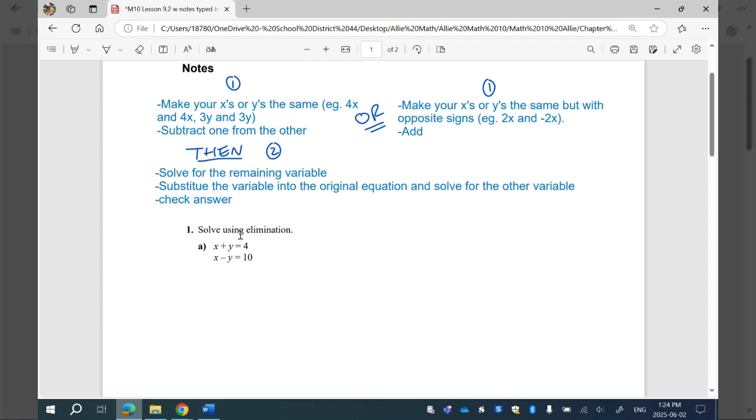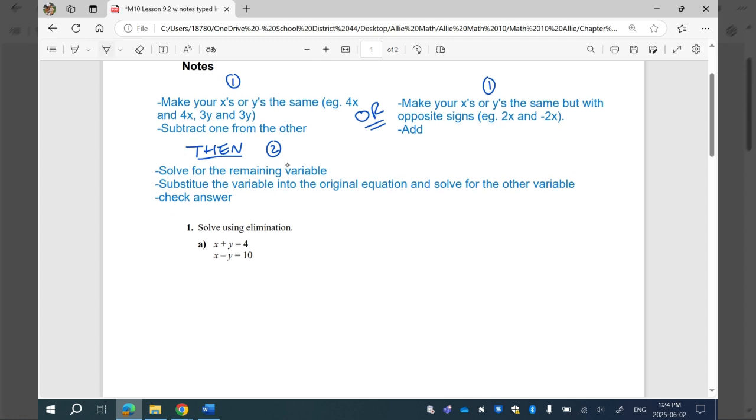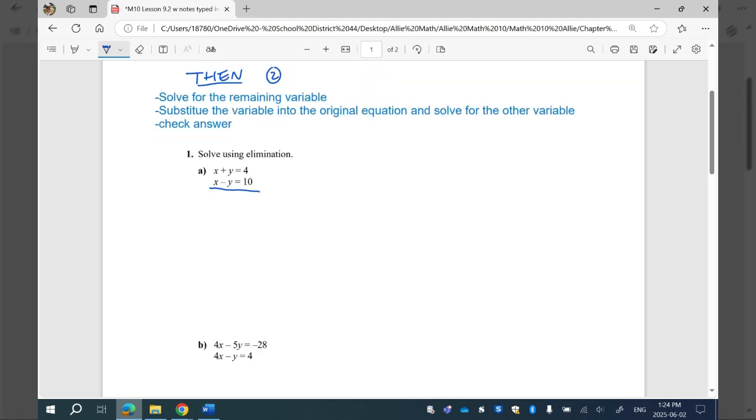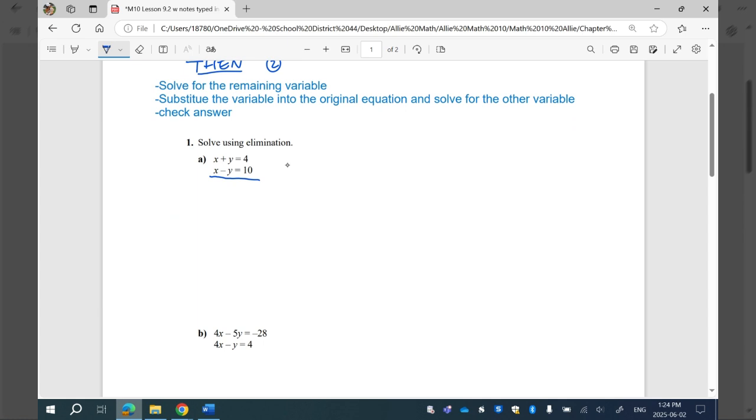So here, solve using elimination. We could do either here. Our x's are both positive, and here we have a positive y and a negative y. So I might choose this one and add them together. If I draw a line like this, and then we add these together, x plus x is 2x. A positive y plus a negative y is now gone, eliminated. And that would equal 4 plus 10 equals 14.